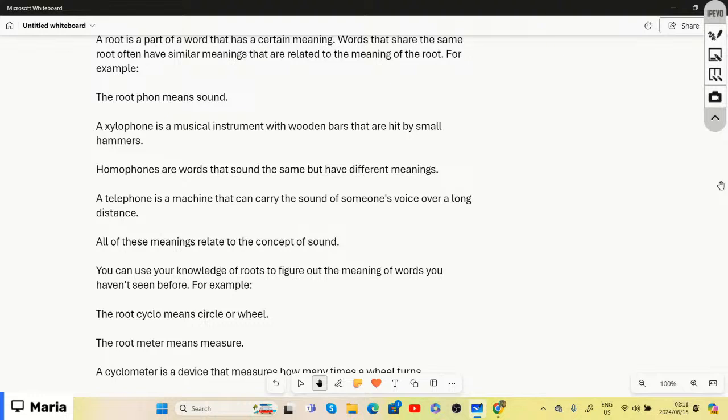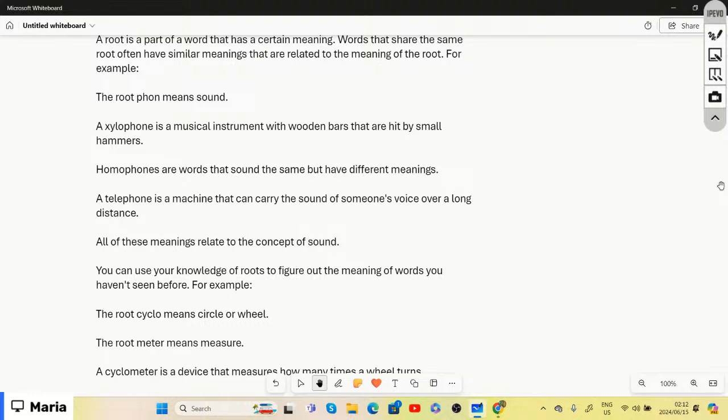And then we said we have phone, and the word phone means sound. So we have xylophone, which is a musical instrument with wooden bars that are hit with a small hammer. Then we have homophones. Homophones are words with the same sound, but they have different meanings as well as different spellings. And then we have a telephone.